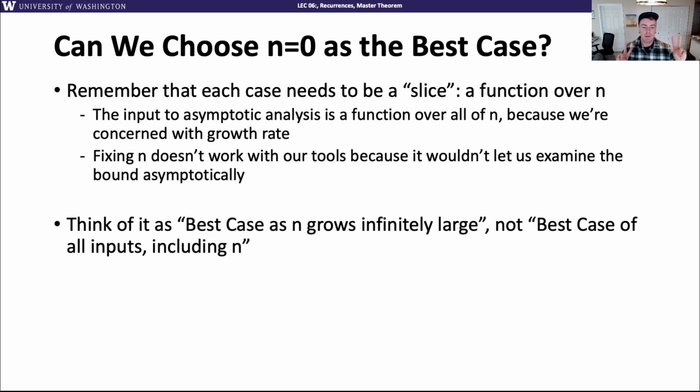So when someone says best case, what you really should be saying in your head is best case as n grows infinitely large, not best case of all inputs including n. So we don't consider a particular input size as a particular best case because cases need to allow for n to grow infinitely large. In our next videos, we'll introduce these cases and asymptotic analysis for more recursive looking code. And so we'll be practicing these ideas over and over again.